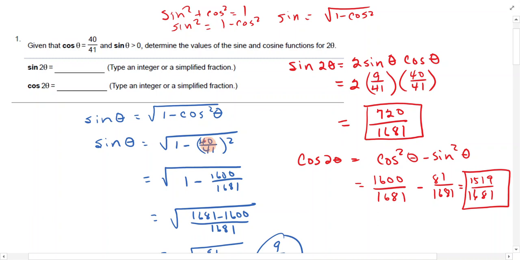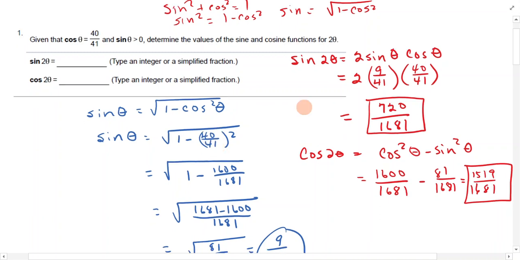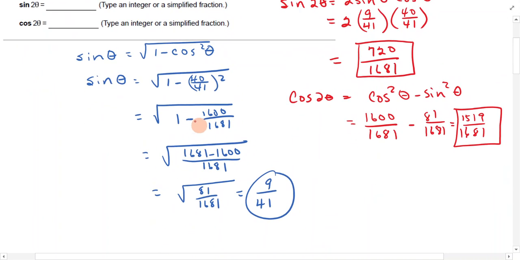Let's put in our 40 over 41. When we square that, we get 1 minus 1600 over 1681. Well, we need to make this all one fraction, so we need to put this as 1681 over 1681. So we got 1681 minus 1600 over 1681.